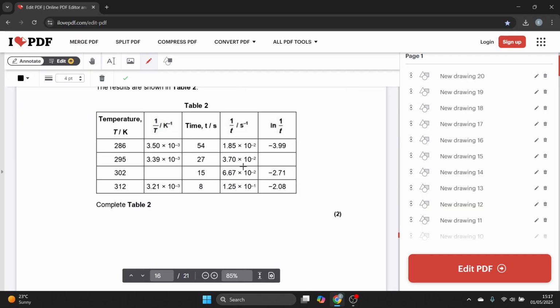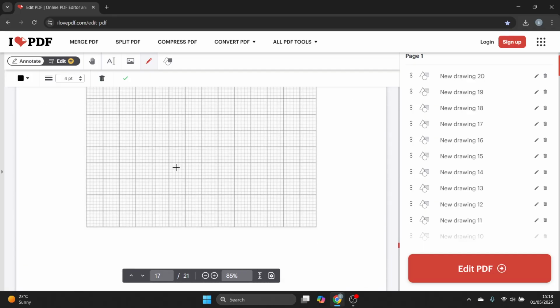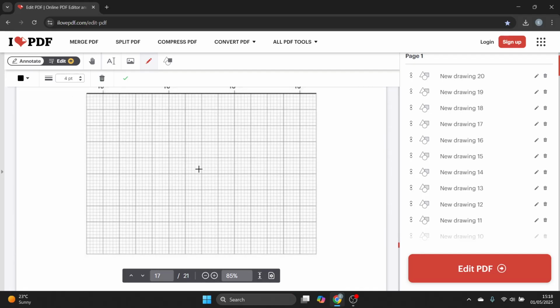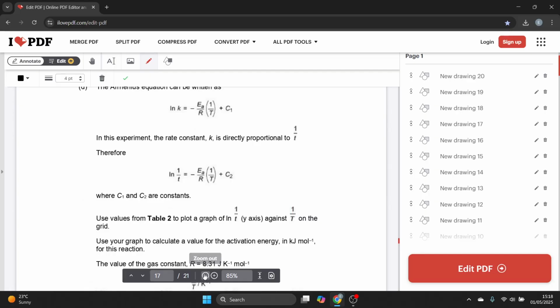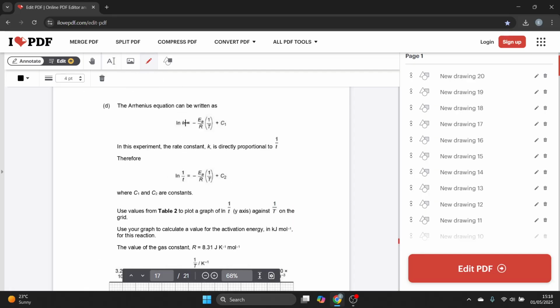Complete table 2. It should be ln 1 over t is minus 3.30, and 1 over t is 3.31 times by 10 to the power minus 3. Six marks, and it's not a nice question, is this?